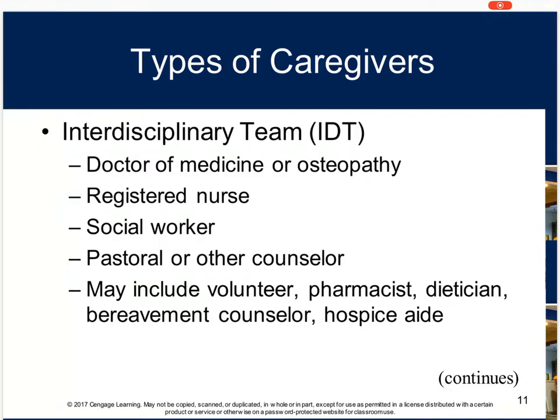They have to have a registered nurse. There has to be a social worker, and then pastoral or another counselor type person that comes in to work and talk to the family and talk to the patient about the dying process. Now, as a part of the interdisciplinary group, they may also include a volunteer or a volunteer coordinator, a pharmacist, a bereavement counselor, a dietitian, or a hospice aide.